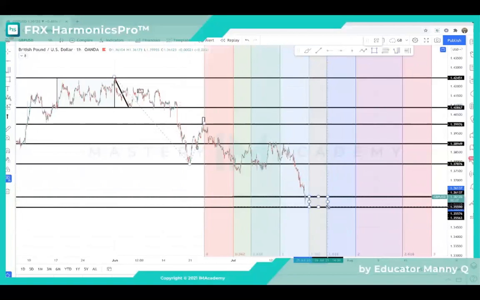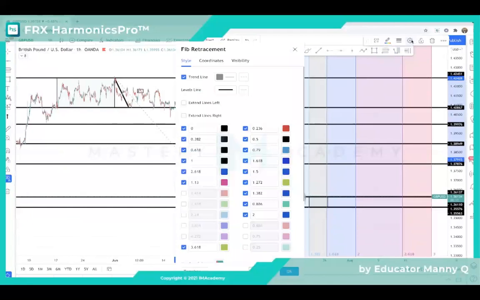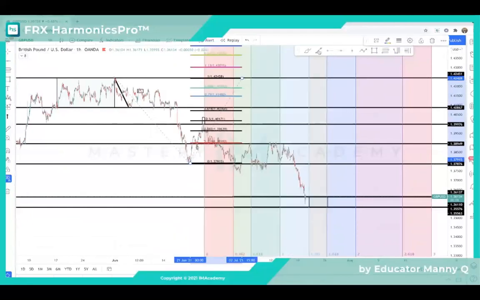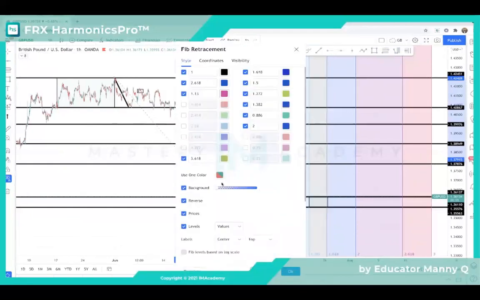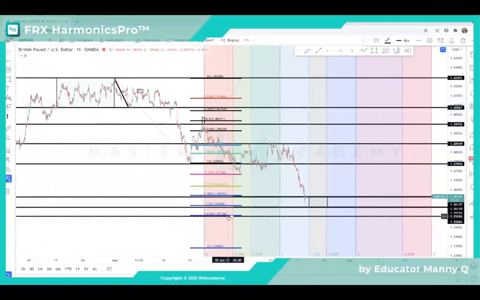So if you can see right over here, remember that extra 1618 was all the way down there. Let me show you this again. Let's go from here to here. Okay. And you see how the 1618 is all the way down here? And then here goes your 1618 crossover. Boom. All right.